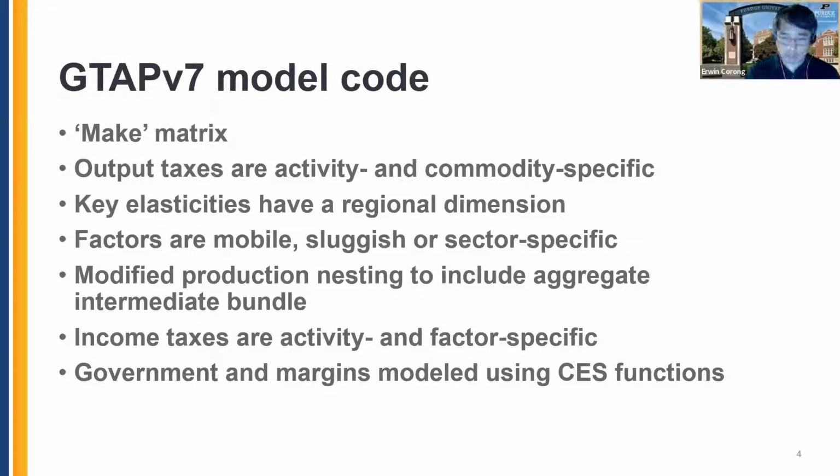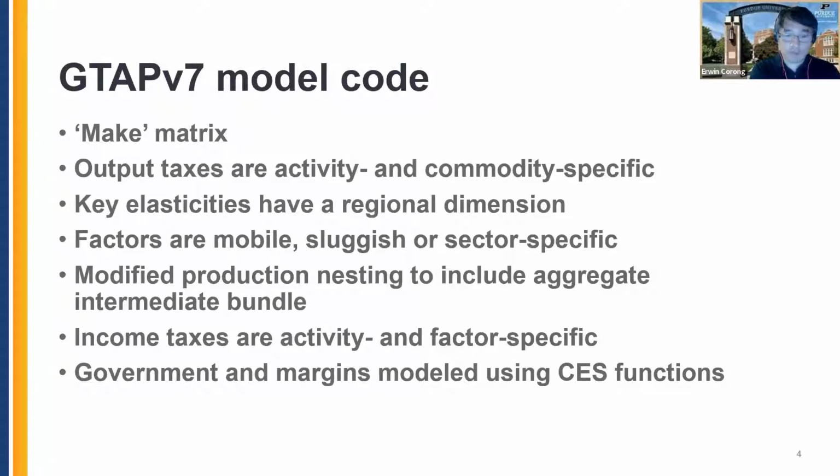We've also modified, at least for the standard model, the production nesting to include an aggregate intermediate bundle, which I will show you in a diagram, a picture, in a while. We also made income taxes activity and factor specific. So it's possible now to change, for example, the tax or subsidy on a particular factor across industries, although the values are still generic because the data that we are using does not classify across industry, but it is possible within the simulation to do some tax simulations.